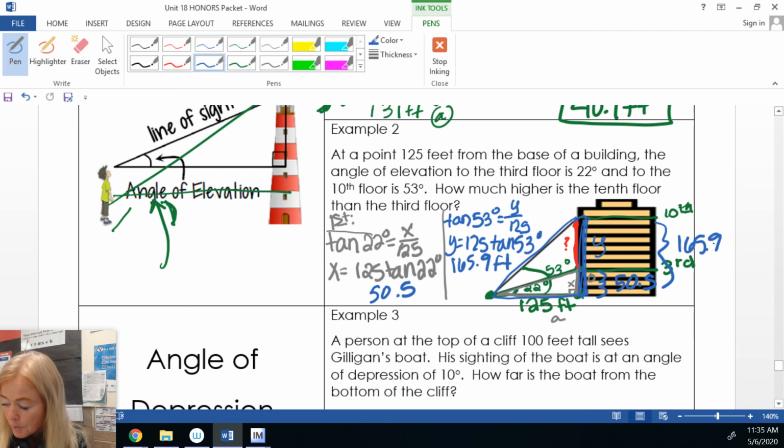So of course we're going to subtract them. I'm going to put them in my calculator and subtract, using the unrounded numbers so that it's as accurate as possible, and I got 115.4 feet. All right, that is how far it is from the third floor to the 10th floor.